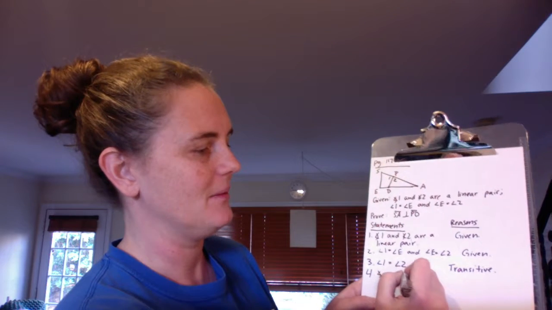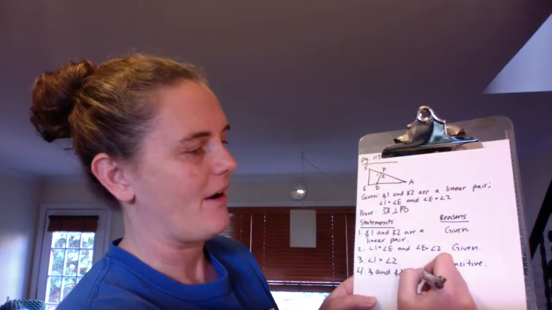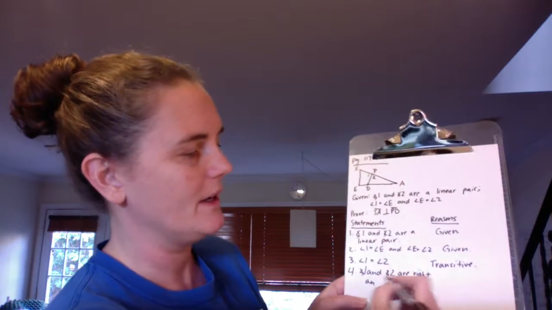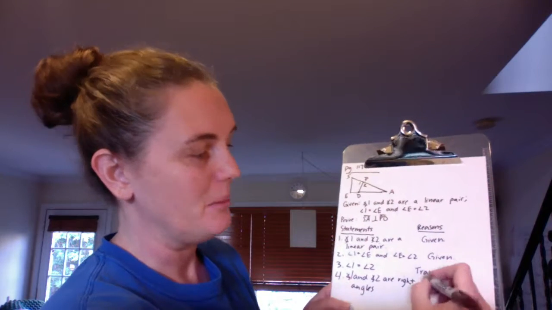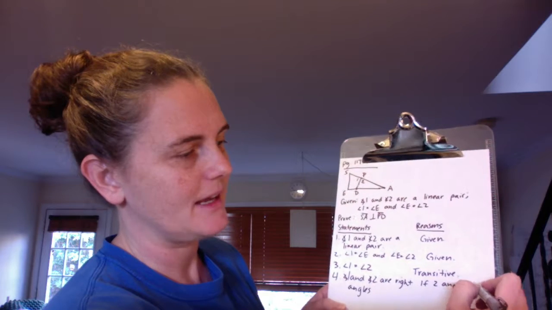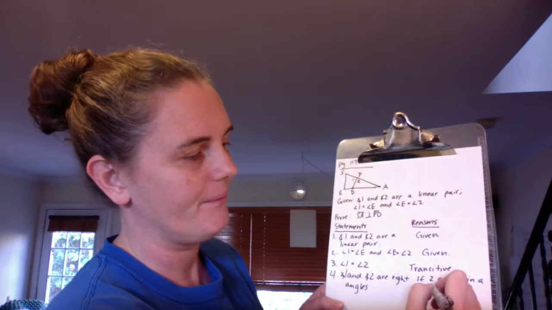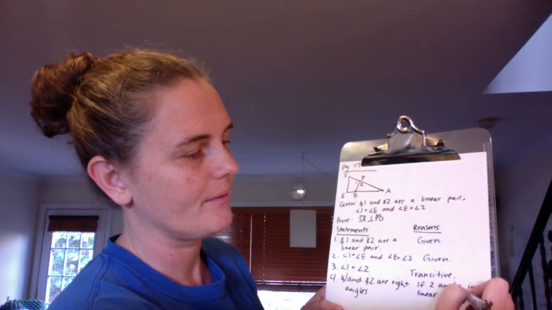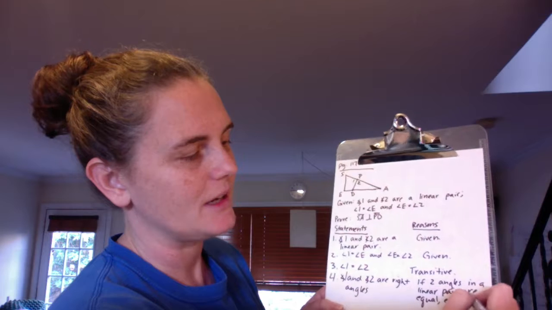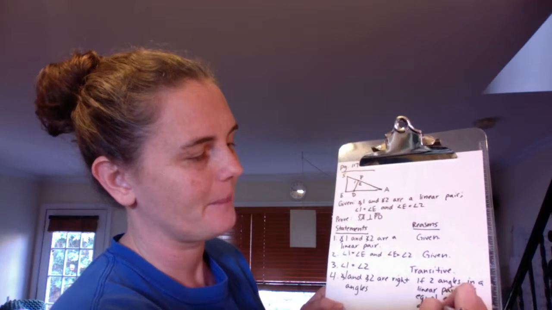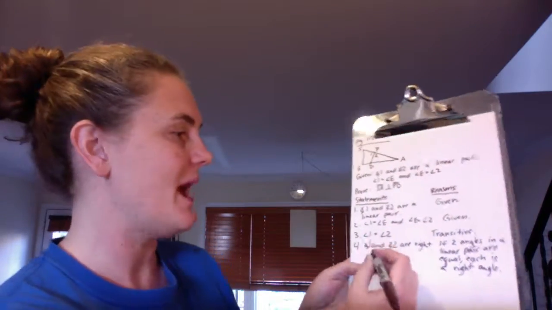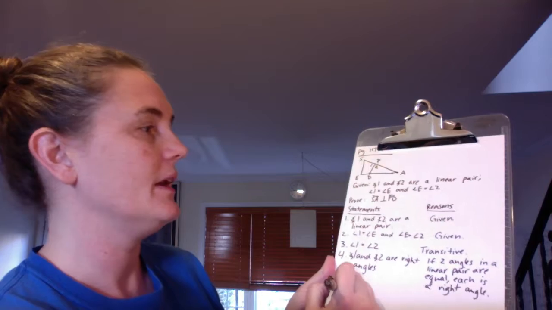So that means that 1 and 2 are right angles, because if 2 angles in a linear pair are equal, then each is a right angle. Excellent. So now we know that they're right angles.